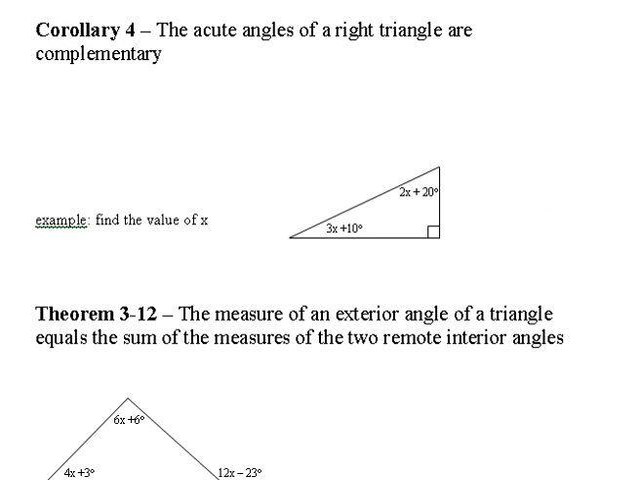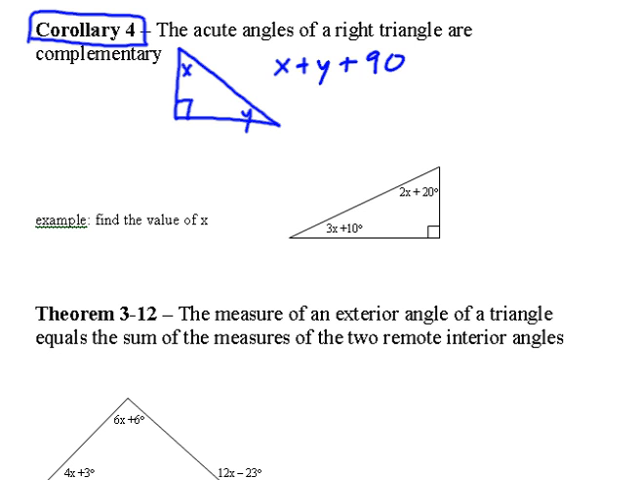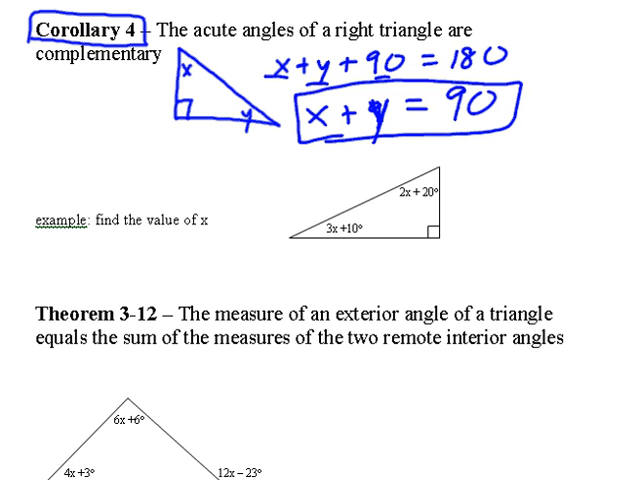Our last corollary under theorem 311 is corollary 4, and it says the acute angles of the right triangle are complementary. The reason we know this is because if we have x plus y plus 90, the 3 angles of this triangle equal 180 degrees. When we subtract 90 from both sides, we get x plus y equals 90, and that's the definition of complementary angles. So we know that the acute angles are going to add up to 90. It just saves us a step later on. Instead of having to say that they add up to 180, you could just go directly to saying that these two guys add up to 90.